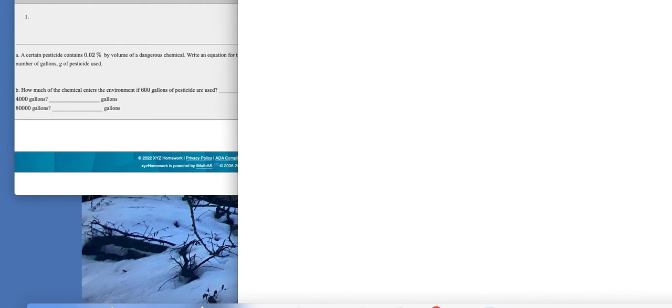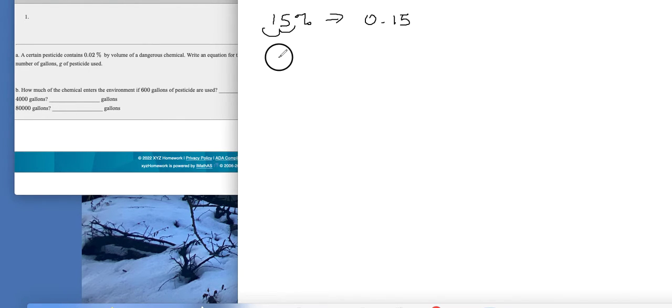So the first thing is, if we're going to do math with a percentage, like let's say it was an easier percent, like 15%, we would want to change that to a decimal by moving the decimal place 2 places to the left. And then we could do math with it.